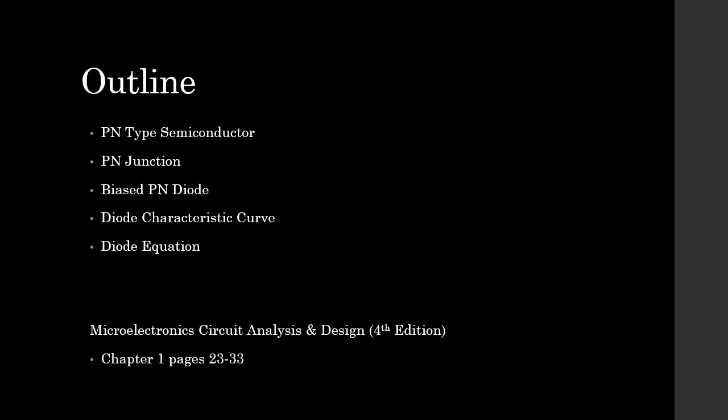Kicking things off, we have the PN type semiconductor, followed by PN junction, biased PN diode, diode characteristic curve, and the diode equation. As always, refer to your textbook. This lecture will cover chapter 1, pages 23 to 33. And note that anything said or done in this lecture can and probably will be used as a question to test you in your examination.